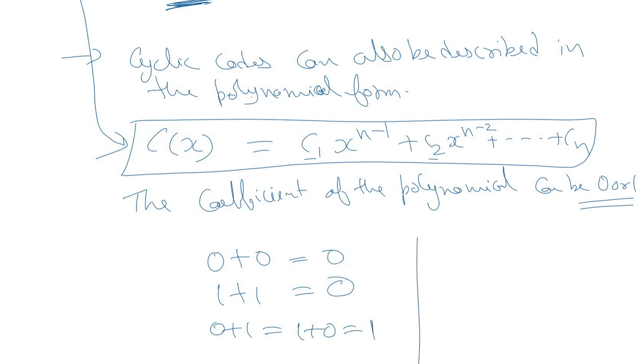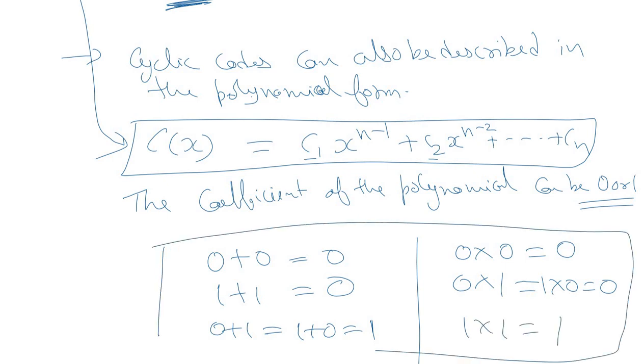And if we go for the multiplication, 0 into 0 will be equal to 0, 0 into 1 equal to 0, 1 into 0 will again be equal to 0, and 1 into 1 will be equal to 1. So these are the mathematical operations that we have to follow for the coefficients of the polynomial. These coefficients of the polynomial can be either 0 or 1.